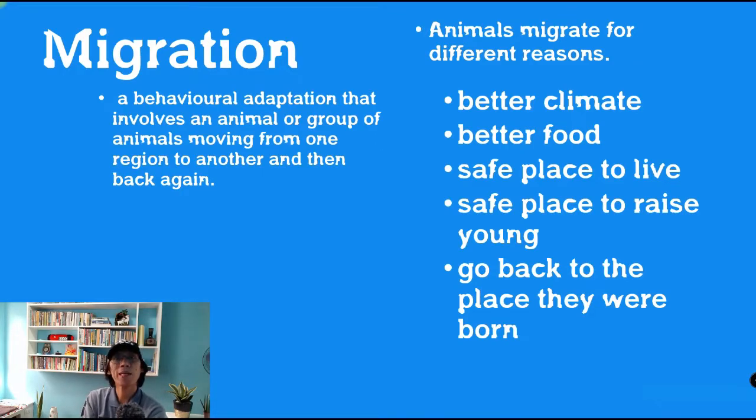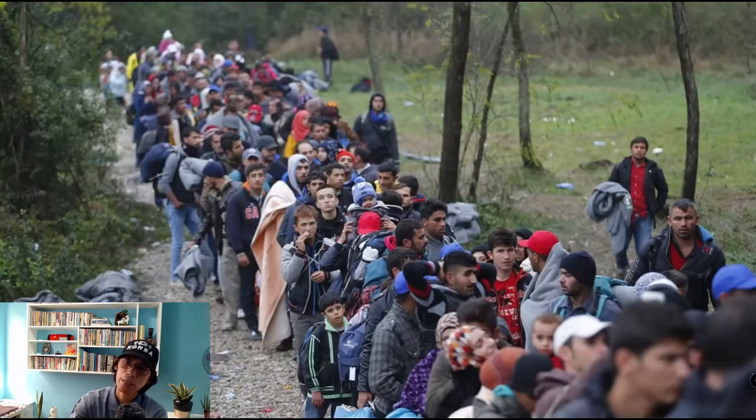Migration involves an animal or group of animals moving from one region to another and then back again. Reasons for migration: one, better climate; two, better food; a safe place to live, a safe place to raise young, and then go back to the place where they were born. Here are examples. This is an example of human migration.